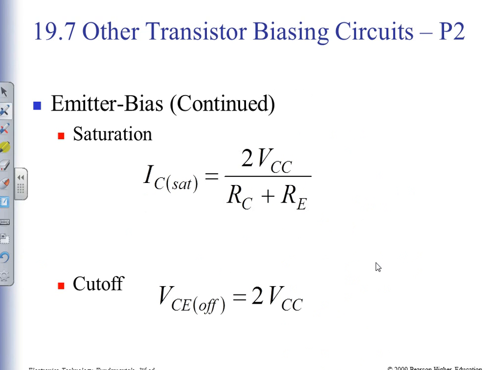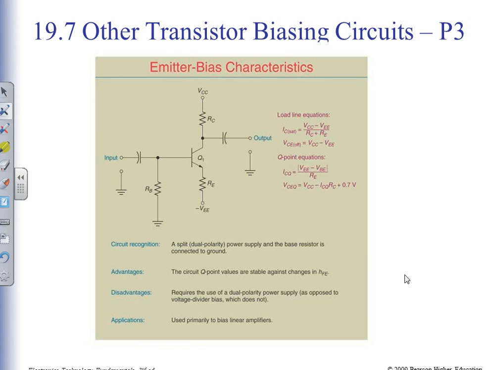Emitter biasing, my current at saturation is going to be twice the voltage because I have plus and minus voltages involved. My cutoff is going to be twice the voltage because I have plus and minus voltages involved. And so the major use is for linear amplifiers.